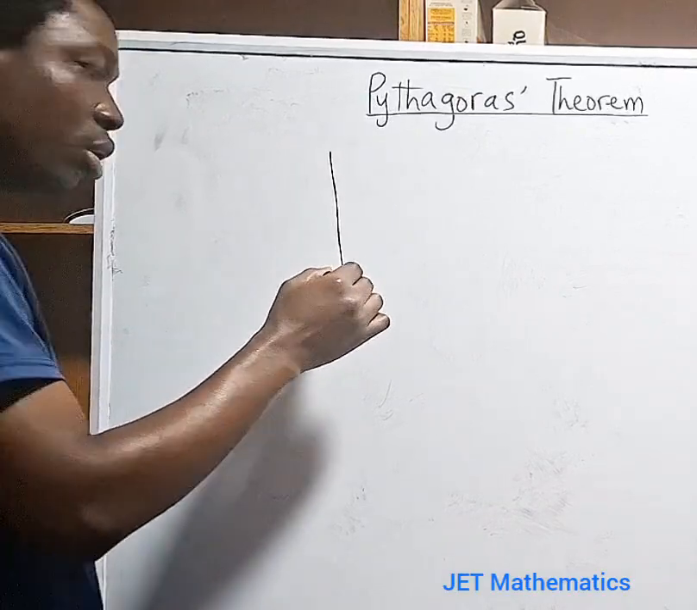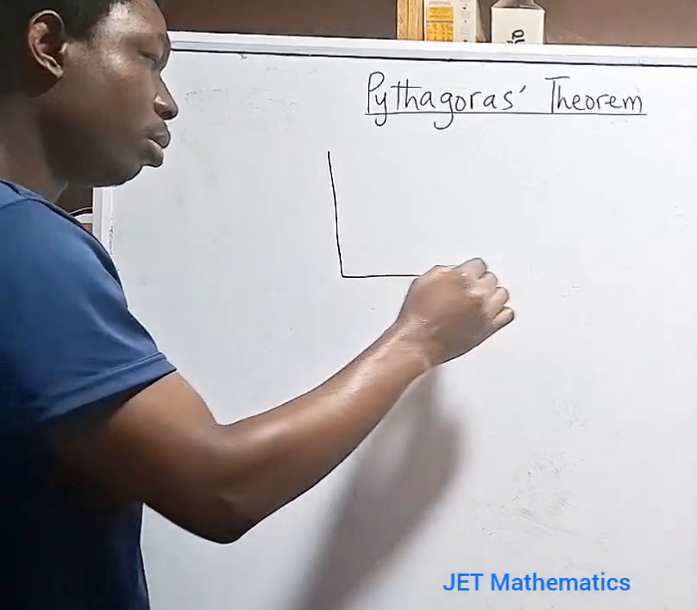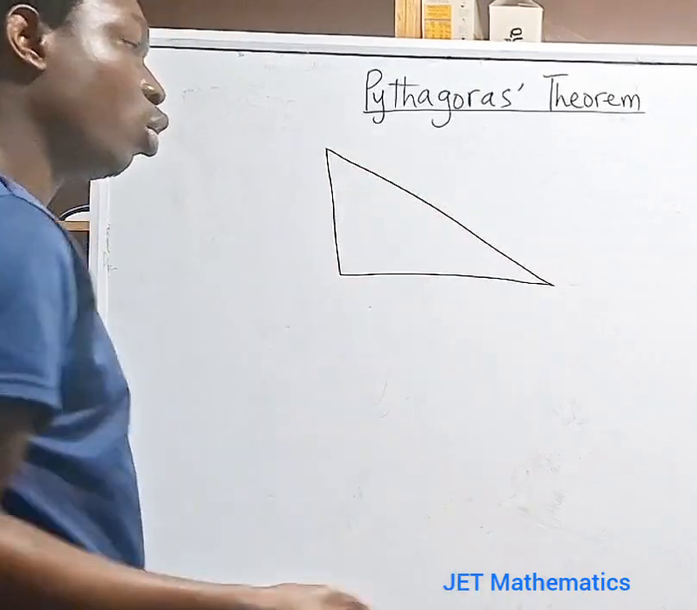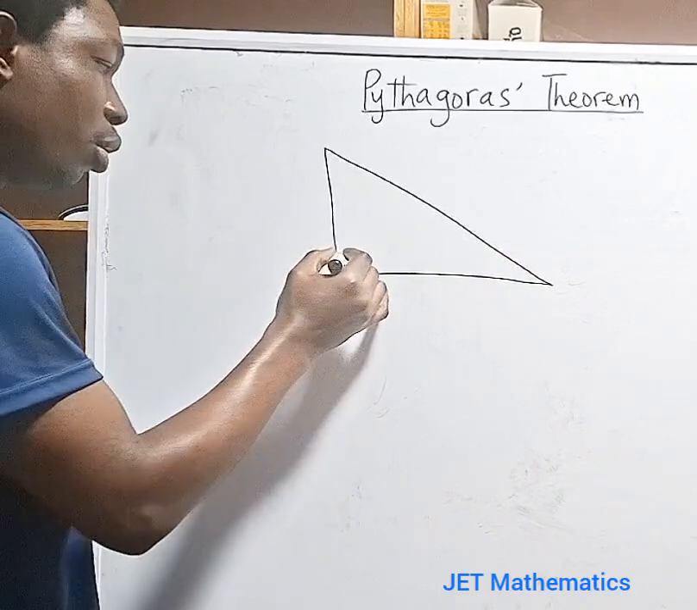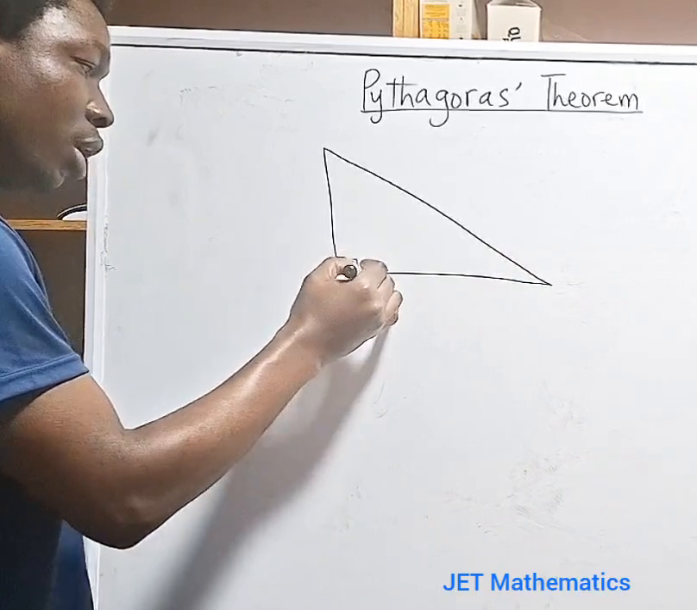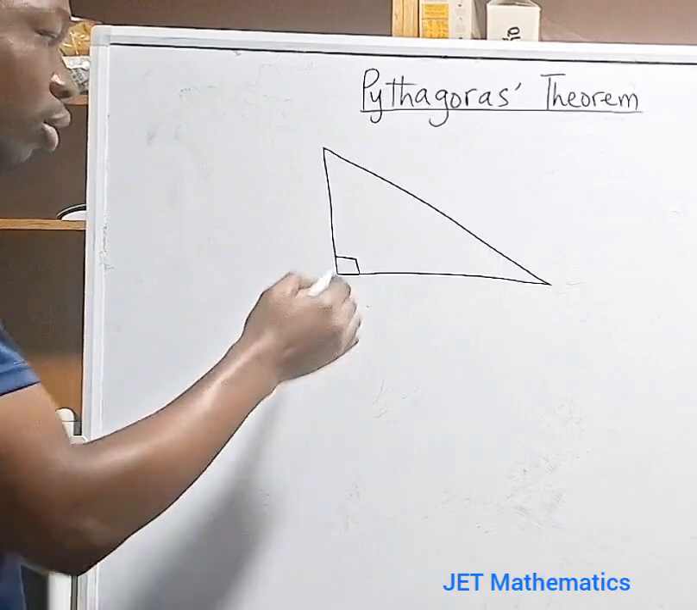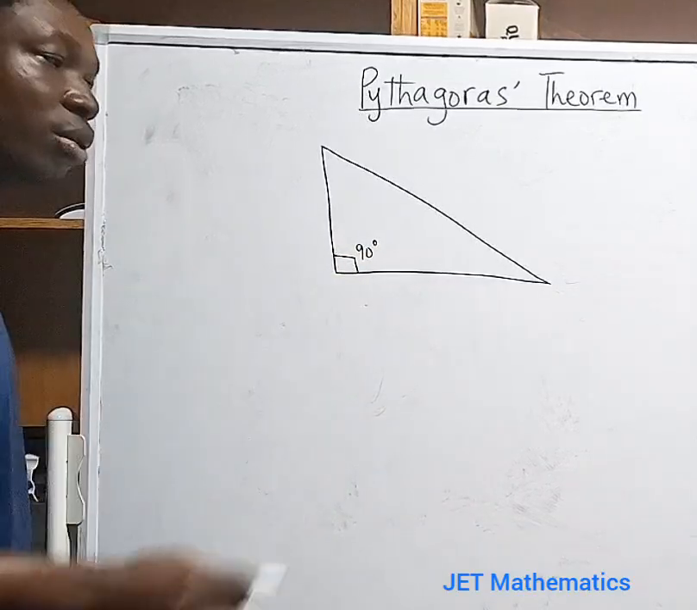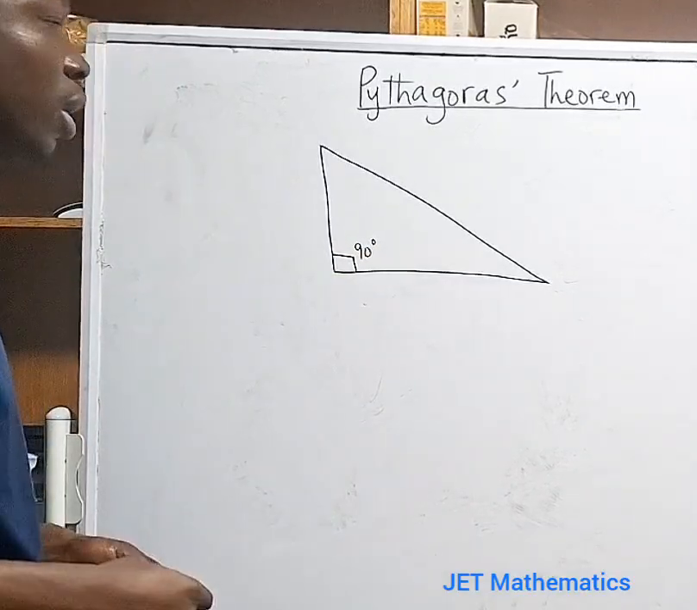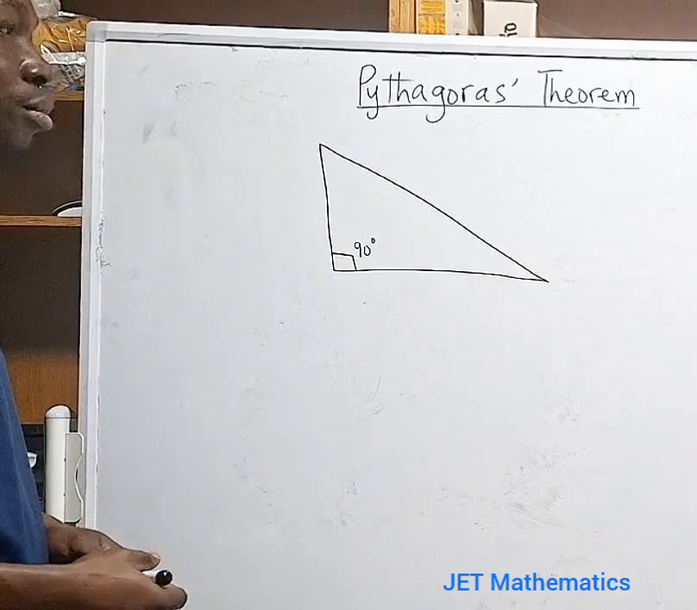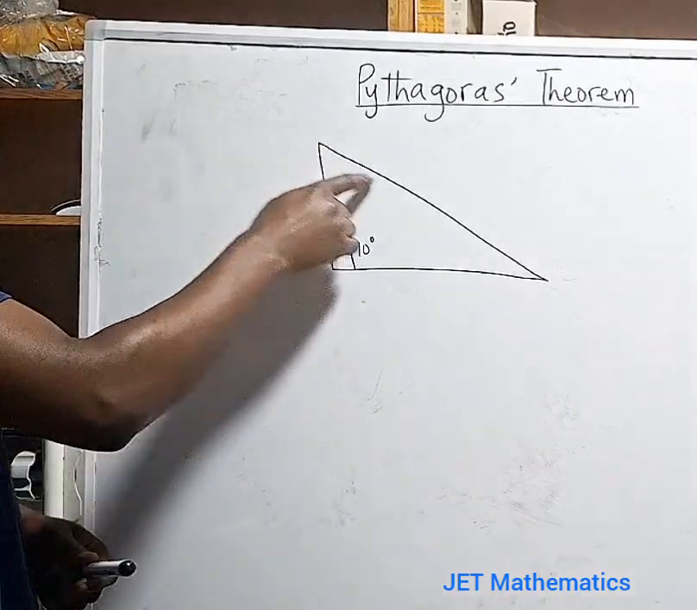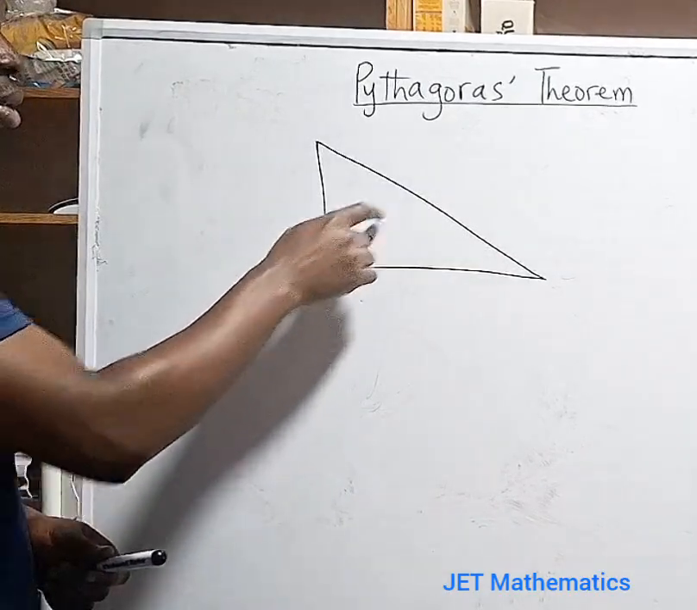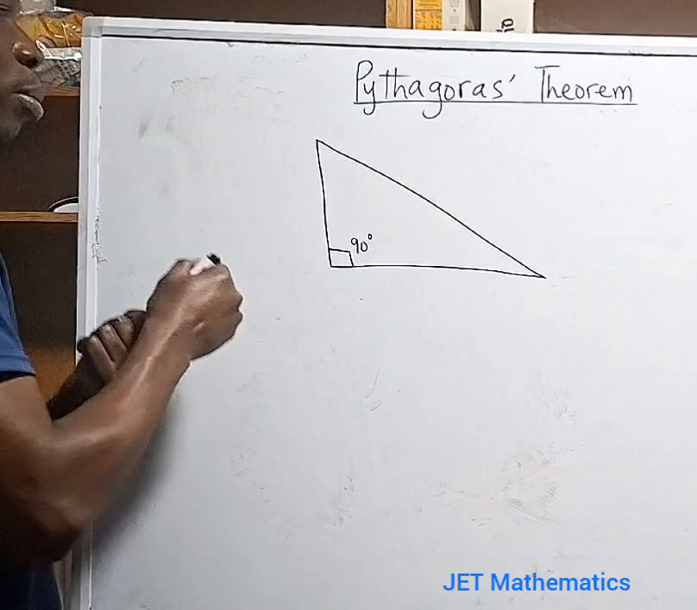So I'll draw a right angle triangle on the board. A right angle triangle is a triangle in which one of its angles is at right angle, or you say 90 degrees. Okay, so one of its angles is at 90 degrees. So this side opposite the right angle is called the hypotenuse.